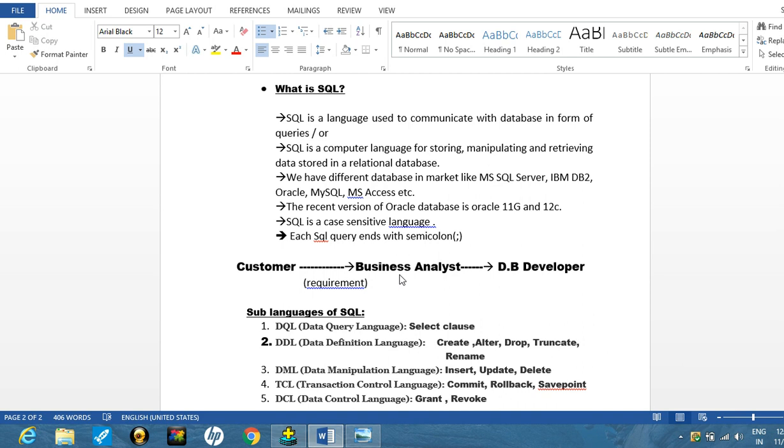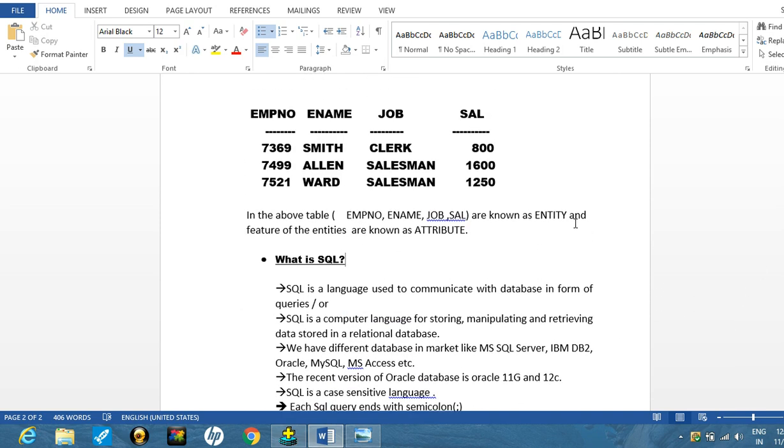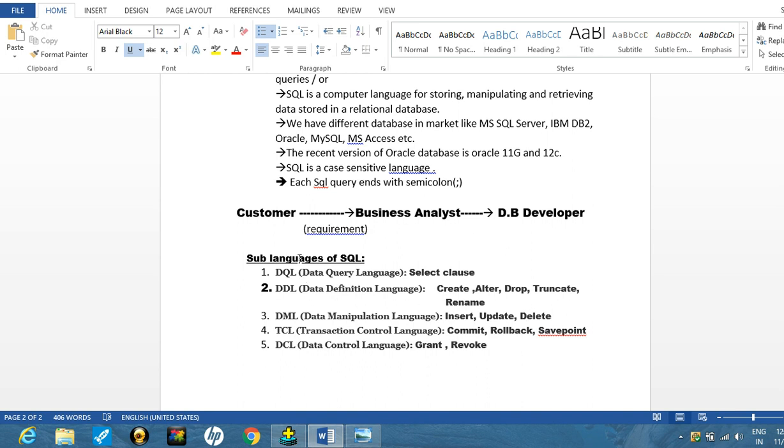Okay, now I'm going to show you generally what happens in a company. Suppose there is a customer ABC who wants to create his database. So at first he will contact the business analyst of that company. The business analyst will take all the requirements from the customer. Requirements in the sense, suppose these are the employee number, ename, job, salary, the things he needs in a database. So he will take all the requirements from the customer and talk about the money matter and all those things.